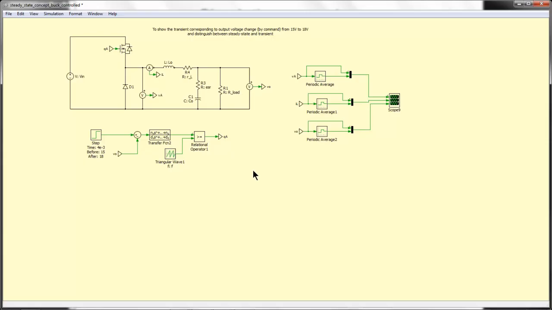Now in the second simulation example shown here, I want to illustrate the transient due to a step change in the command, in the reference of a closed loop controlled step down converter in this case. So the output voltage is being regulated. Initially I give a reference of 15 volts, and then at 4 milliseconds I change the reference to 18 volts, and so it will reach steady state at 15 volts initially, and after this change in the command, it enters a transient condition and eventually reaches a new steady state. So that's what we're going to look at. Simulation start.